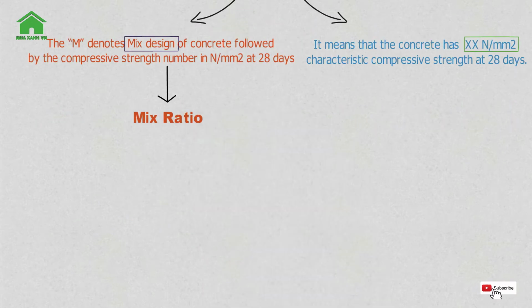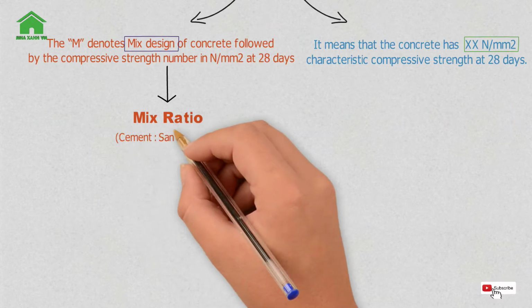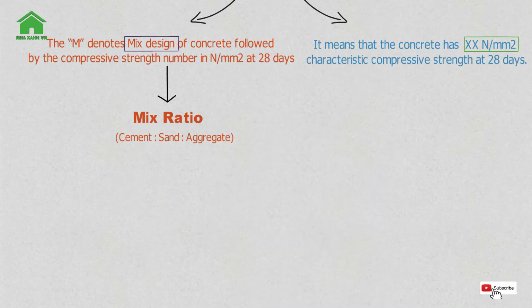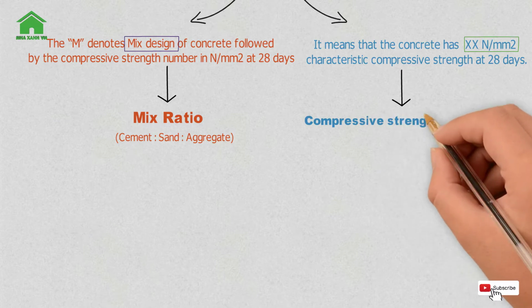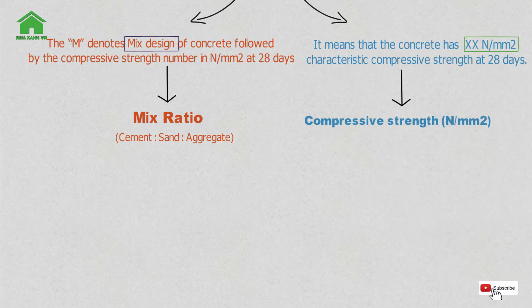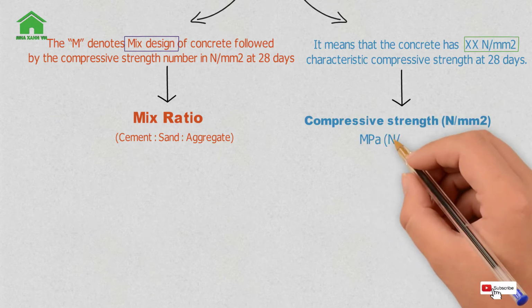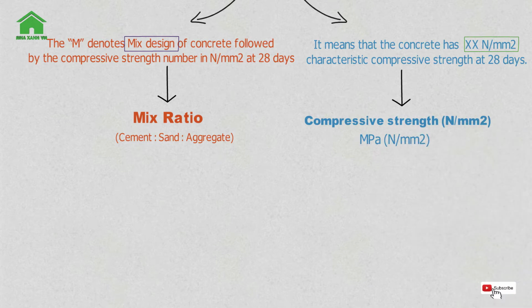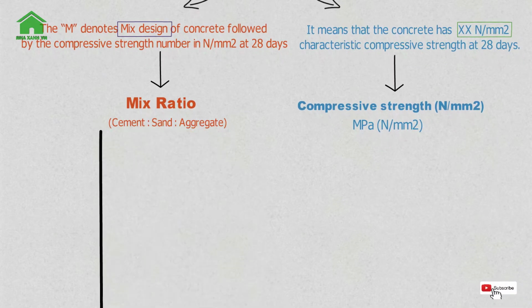The M means mix ratio. It means cement, sand, aggregate ratio. And XX is compressive strength in Newton per mm square. It means MPa.